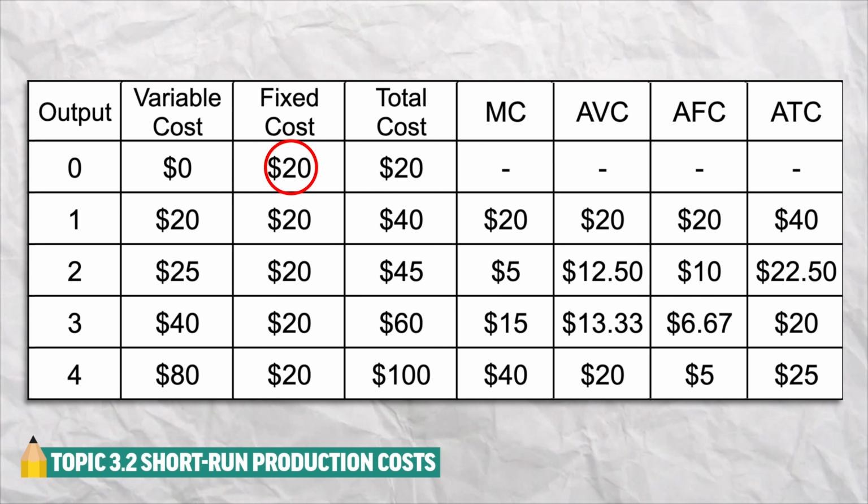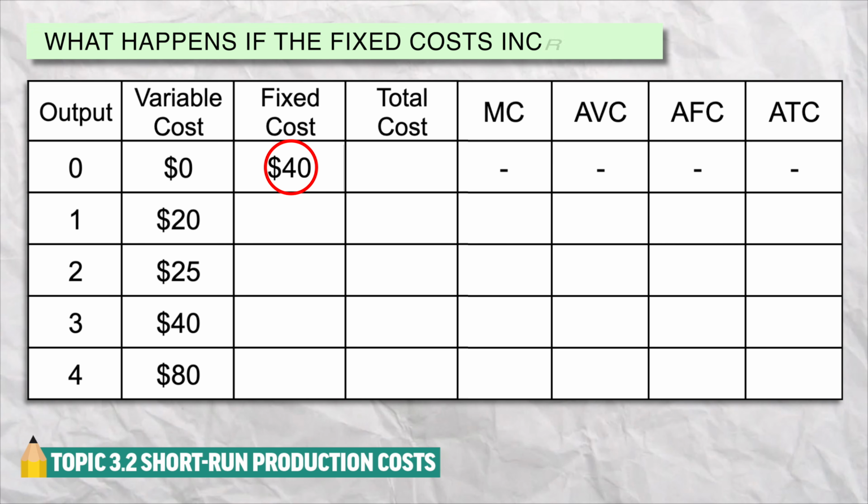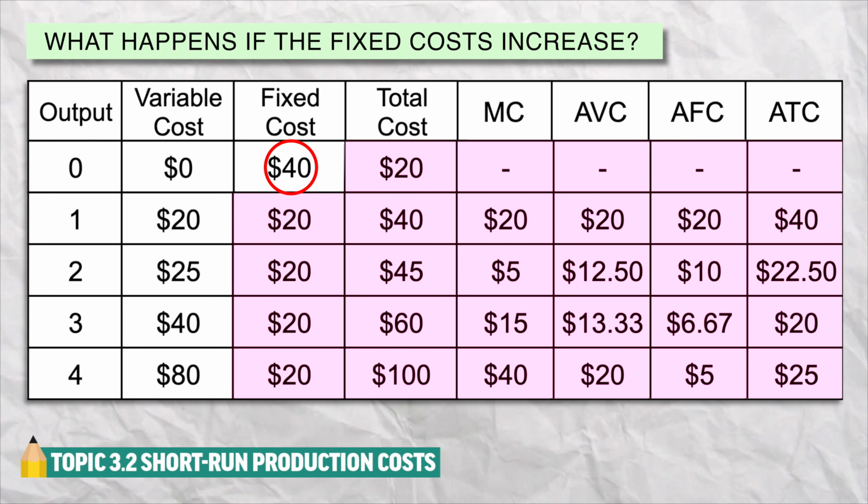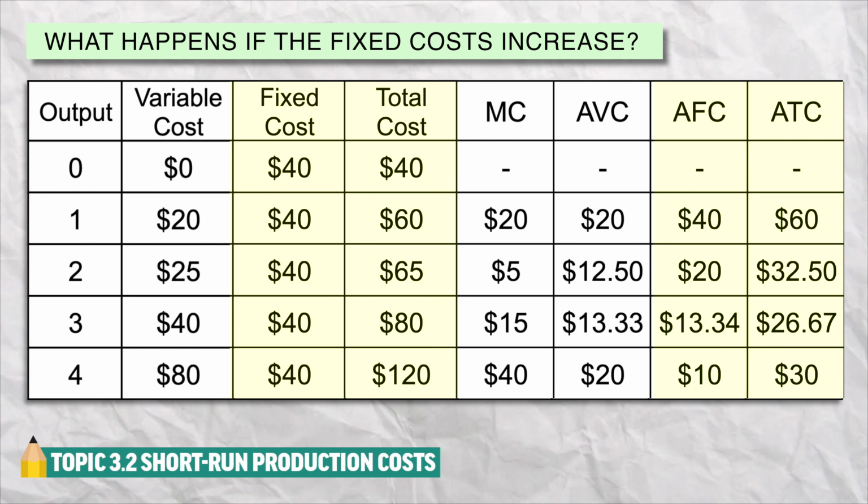And also remember that these cost curves can shift. For example, let's say the fixed cost increased from $20 up to $40. Pause the video and figure out which one of these columns is going to change. If fixed costs go up, then the fixed costs are going to go up, the total costs are going to go up, and so will the average fixed cost and the average total cost.